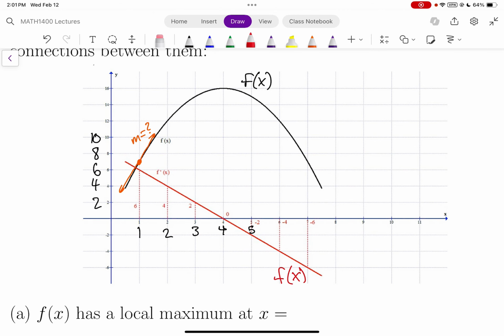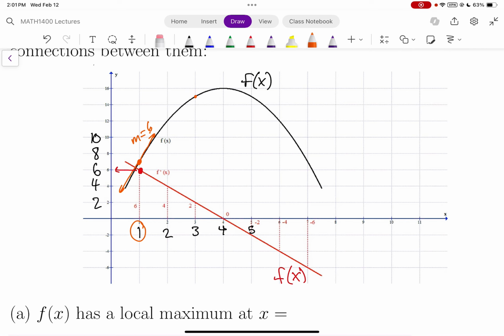So the x value of this point is at x equals 1. I just have to look on my red graph, where is that point? That's right here, that red dot. And what is the y value of that point? Well, that is 6. And so what that tells me is that the slope of this tangent line is 6 at this point. Okay, and I can do that for anywhere else.